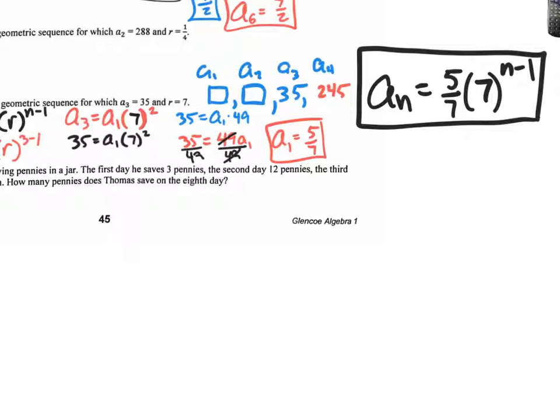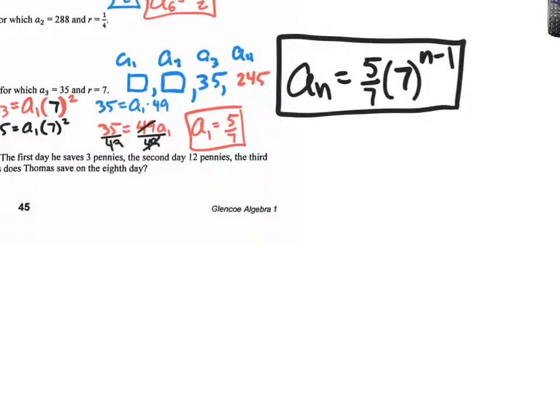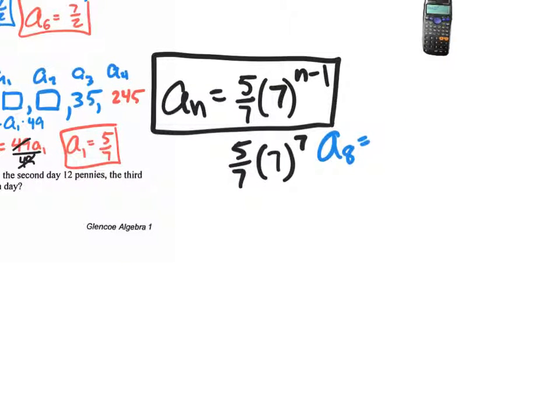And you want the 8th term, I believe. Is that what they're asking for? Yes, 8th term. So you're going to plug in 8 on your calculator. So you're going to go 5/7 times 7 to the 8 minus 1 power. So on the calculator, 5/7, parenthesis, times 7, close parenthesis, to the power of 7. We're going to get a crazy huge number, which is the 8th term. A sub 8 equals 588,245.